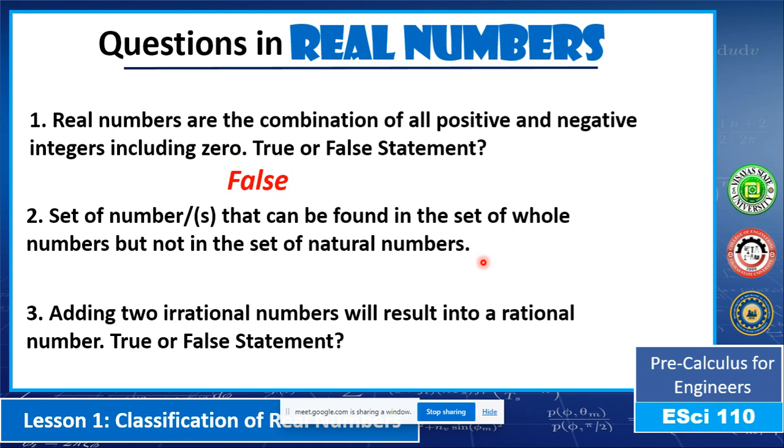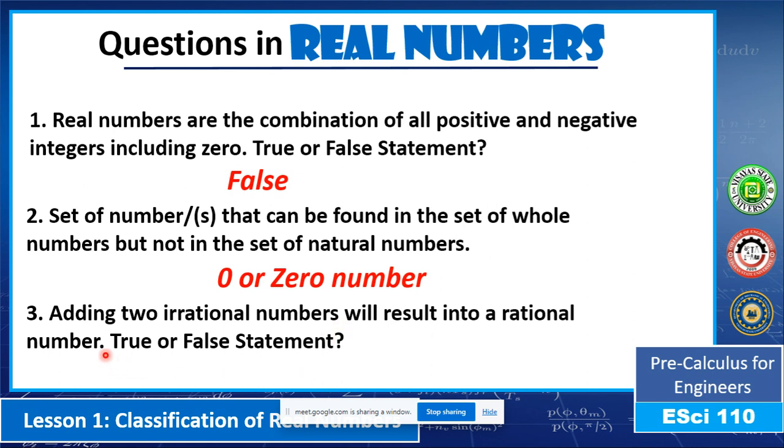So 0. It's true. You can't say it's true or false. Actually, okay, true na, 0 is a number. Yes, because we cannot find 0 in the set of natural numbers. We can only see it in the set of whole numbers. I think I already discussed this on the previous slides.